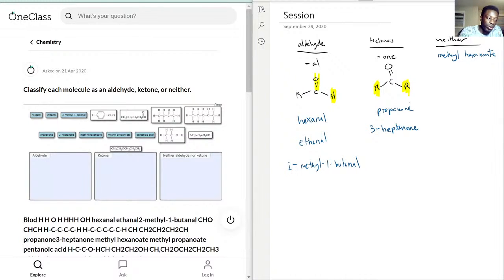Fun fact, actually, when it ends with an OATE, that's actually an ester, so definitely doesn't fit with an aldehyde or a ketone. And methyl propanoate, same thing.